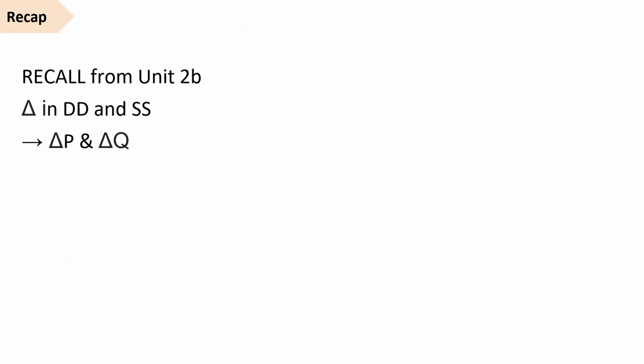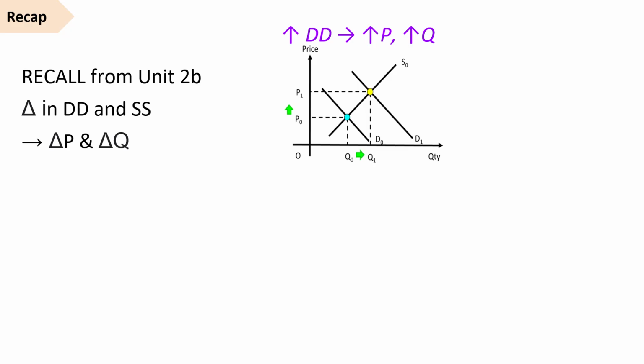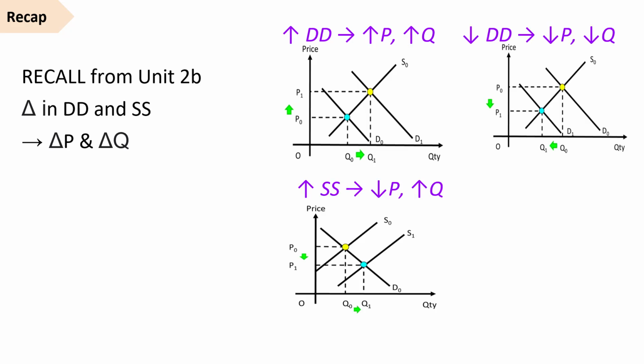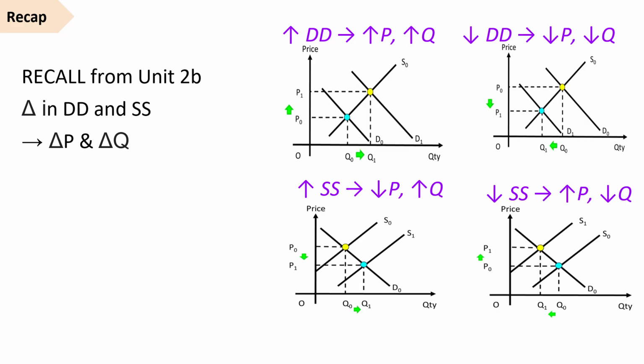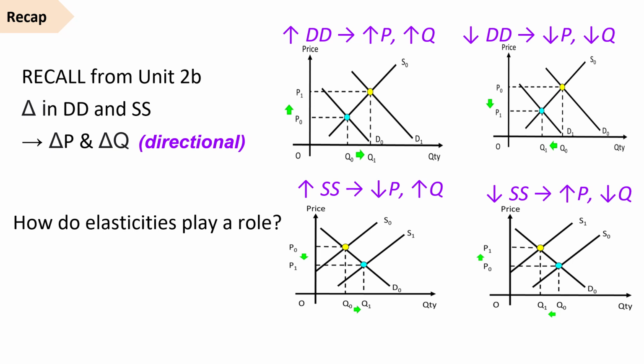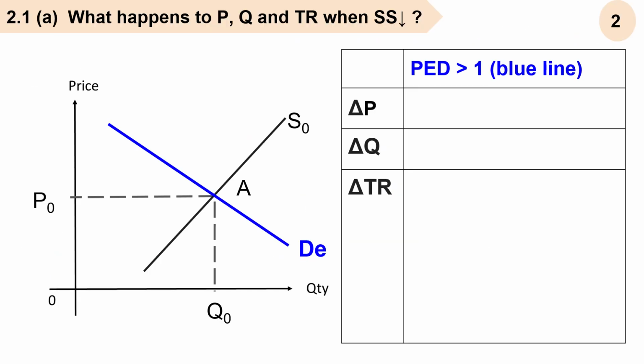So more recap. Still not on your slides yet. I mean in your notes yet. So in 2B, the market economy, we had increased demand, decreased demand, increased supply, decreased supply, right? All these are directional changes. So how do elasticities play a role? Elasticities will affect the magnitude of the change in price and the change in quantity. Okay, now flip to page 2 of your notes.